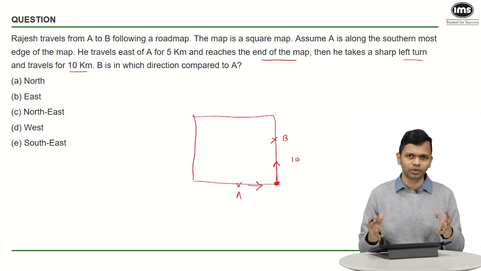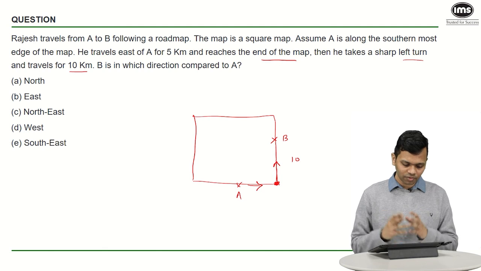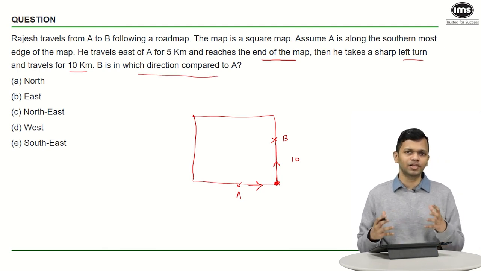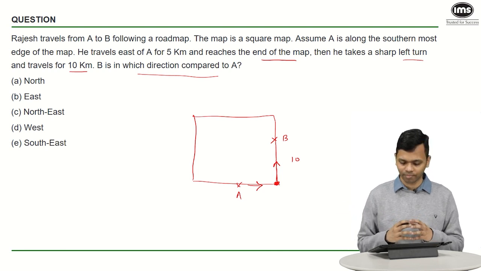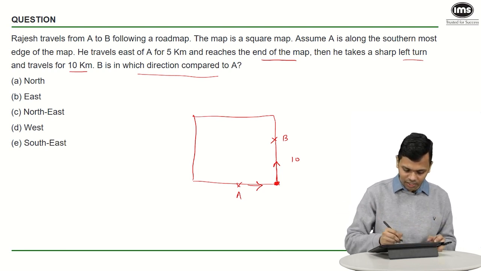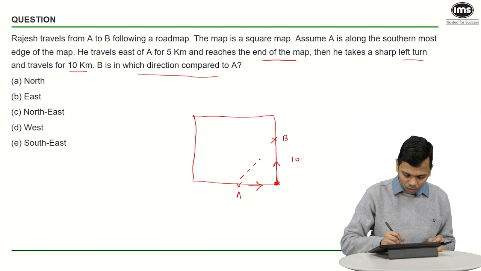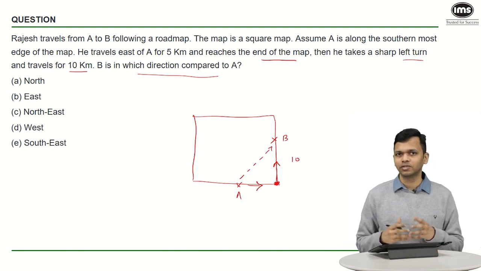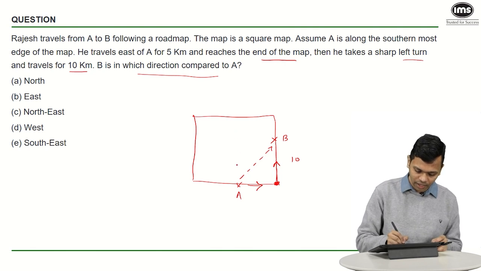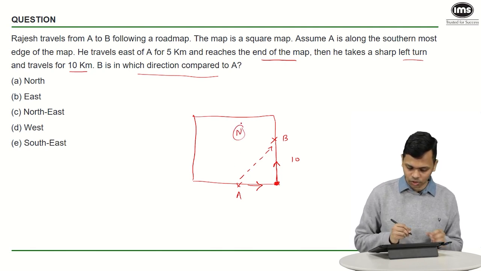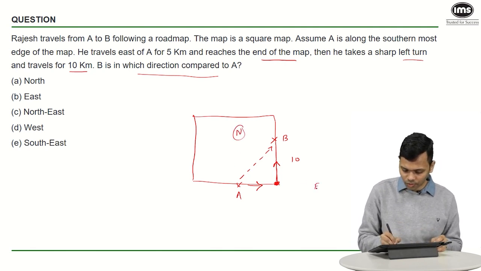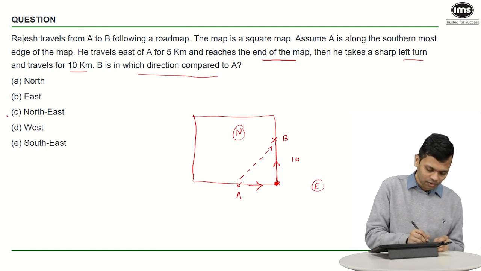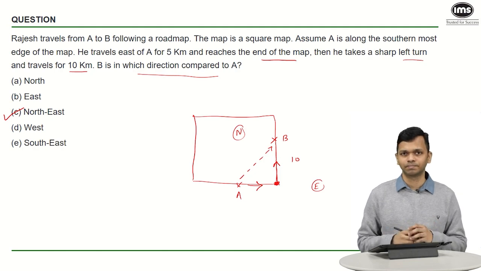Again, it's a very hypothetically taken point, but the question is asking you B is in which direction compared to A. So you don't really have to know whether B is at the end of the map or not. Somewhere on the edge is enough and we just need to find what direction this is. So as we can clearly see, this is going to be the northeast direction because for A this is going to be his north and for A this is going to be his east. So clearly this is northeast direction and your answer is going to be option C.